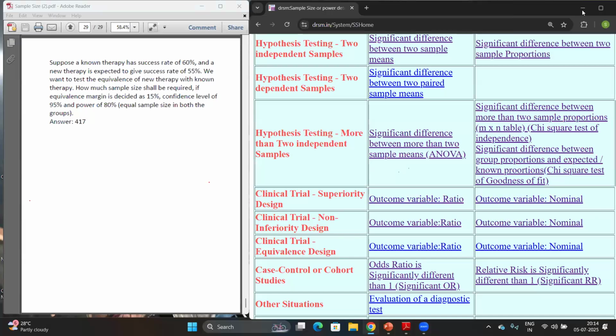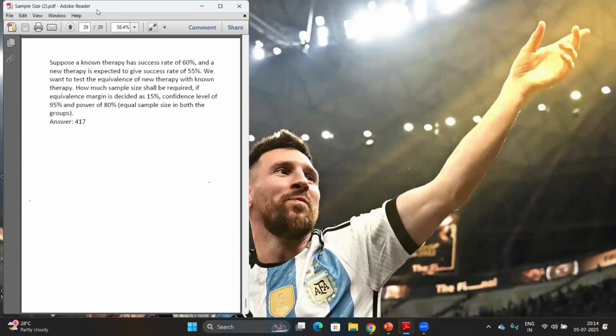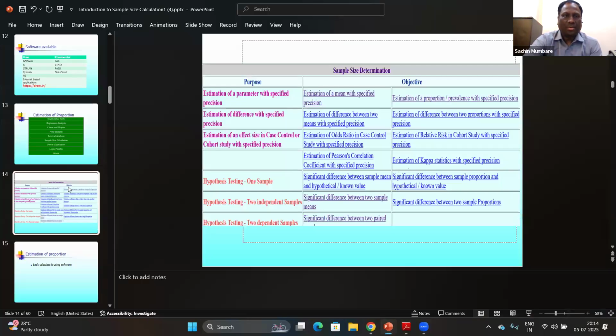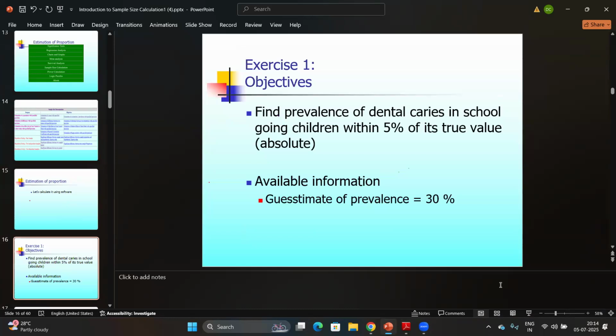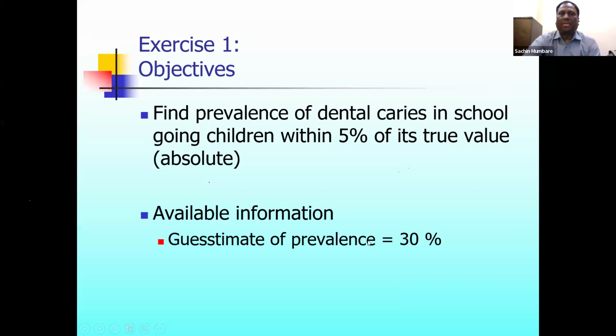Now we'll take some exercises, two or three exercises, and we'll stop. You calculate the sample size. Now, I think I should skip this. It's very easy. Find the prevalence of dental caries in school-going children with 5% of its true value. You should be able to calculate this now.